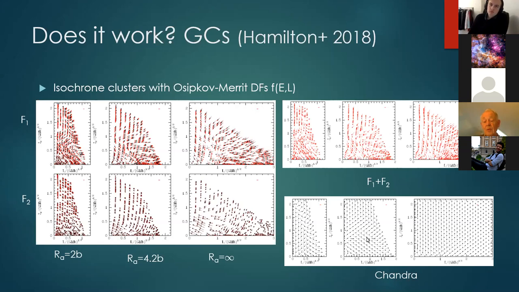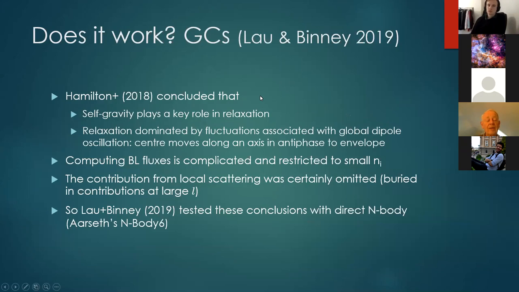So the next thing to do is, the Hamilton et al. work showed that self-gravity is important in the relaxation of globular clusters and suggested that relaxation is dominated by fluctuations associated with the global dipole oscillation. That's an oscillation where the middle of the cluster moves with respect to the envelope. Jun Lao then investigated this further by doing direct n-body simulations.